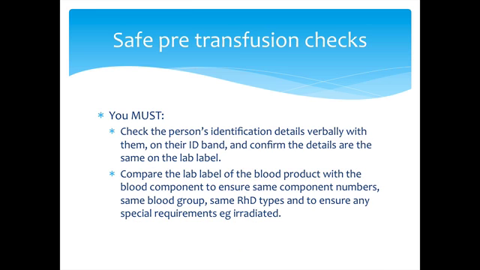And then when you're at the patient's bedside and you're about to set up the transfusion, you need to check their identifying details again. So verbally with the patient, if they're able to respond, and on their ID band, and just ensure that all the details are the same as on the label that comes with the blood component. And then compare the lab label of the blood component with the actual bag itself, and just to ensure that the component numbers are exactly the same and it's the correct blood group, and ensure that any requirements are clearly indicated.